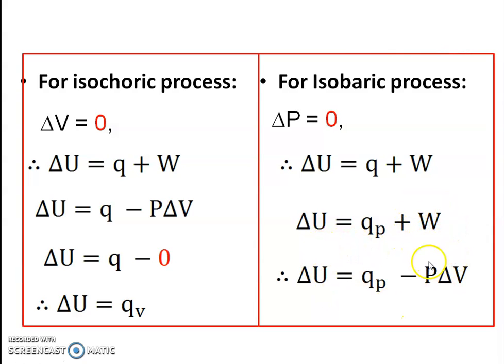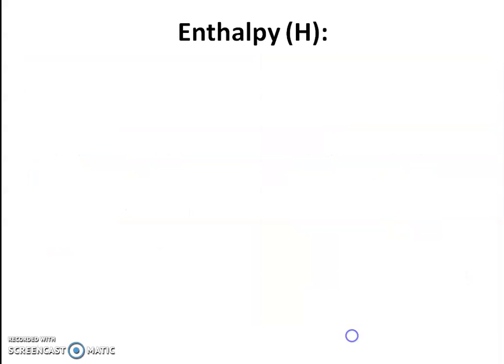Again you know that W is equal to minus P delta V, and therefore the same equation we can write in another way: delta U is equal to QP minus P delta V. So this is about the first law of thermodynamics for various processes, that is isothermal, adiabatic, isochoric and isobaric processes. Now the next important thermodynamic term is enthalpy.